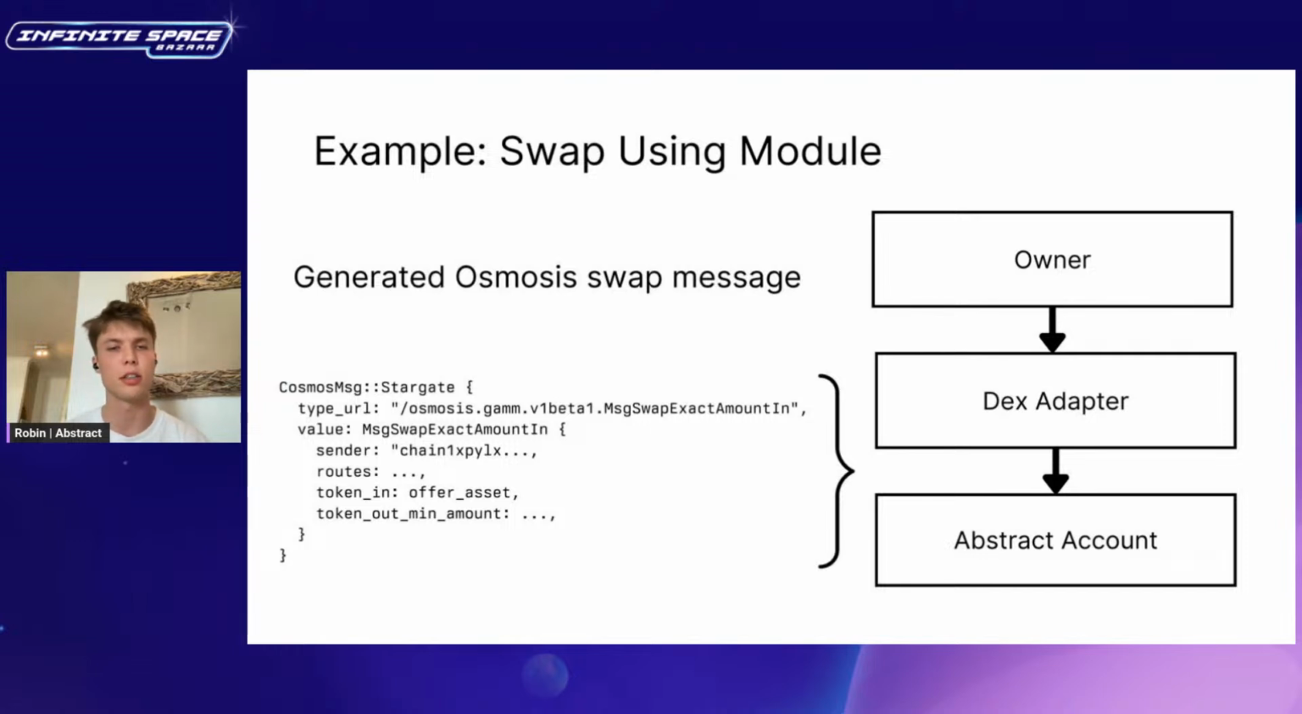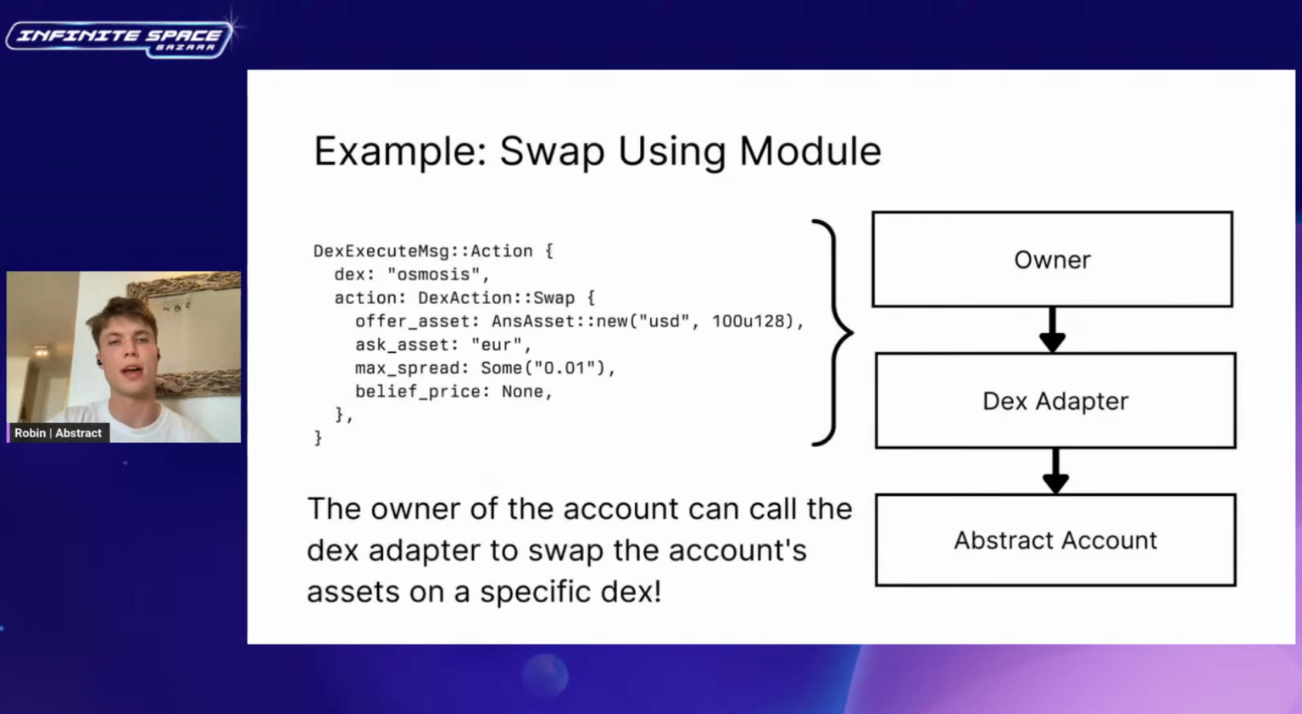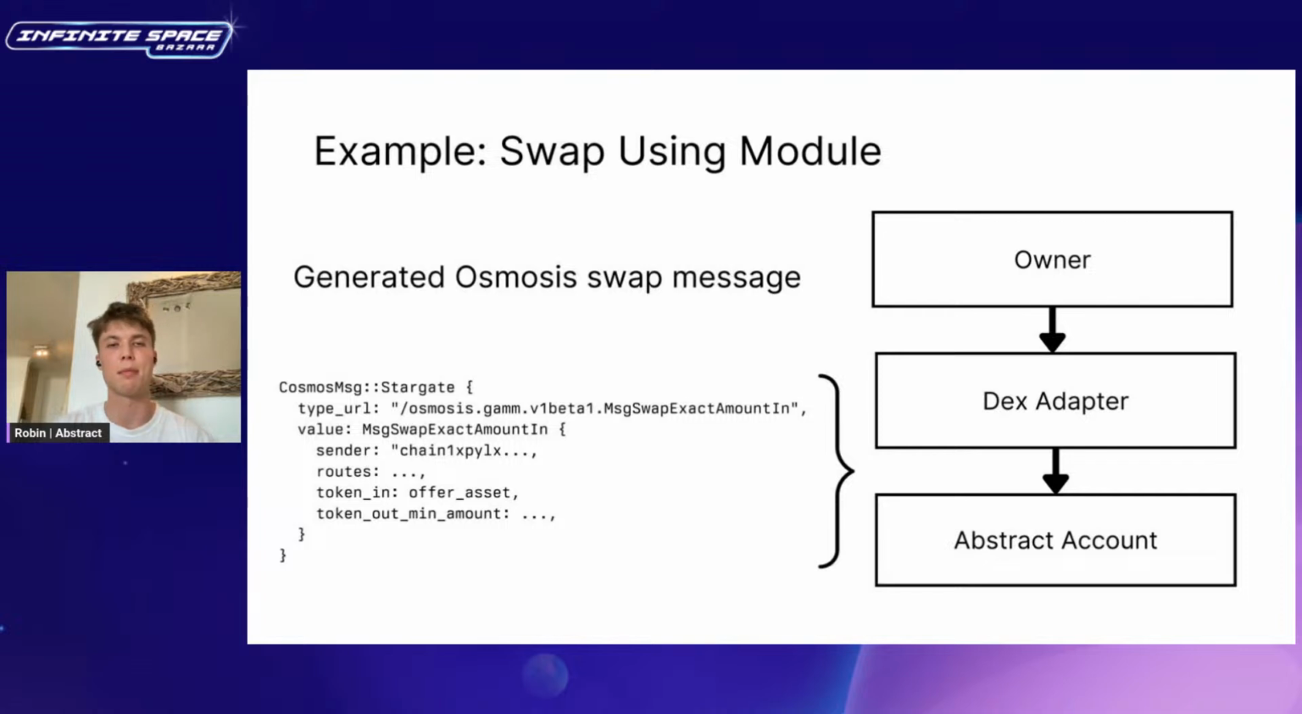Which pool exactly are you talking about? Because we were providing US dollars and euro. We're not even saying which pool this needs to use, so that the DEX adapter figures that out dynamically. It figures out, okay, to swap this asset into this asset, which pools are available, and then it uses the highest liquidity one. And then it creates this message that's not very human readable, and it just forwards it to the abstract account, and then the abstract account executes it.